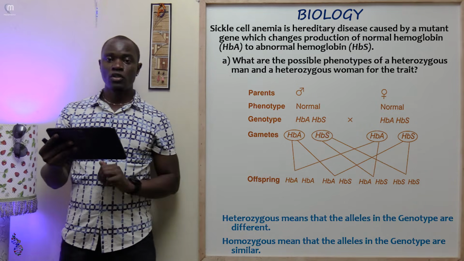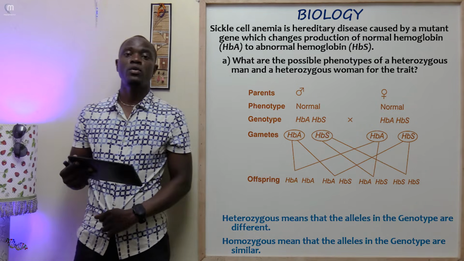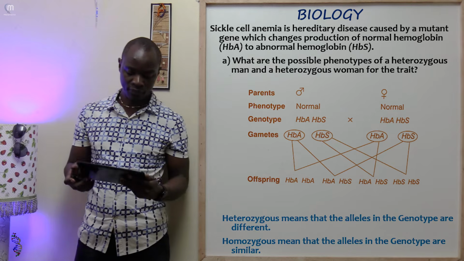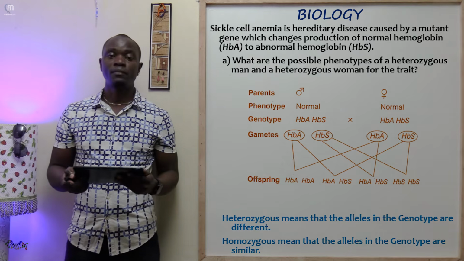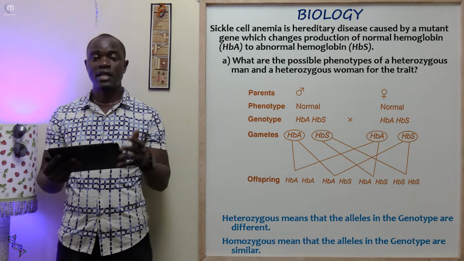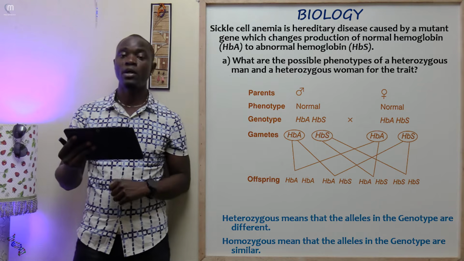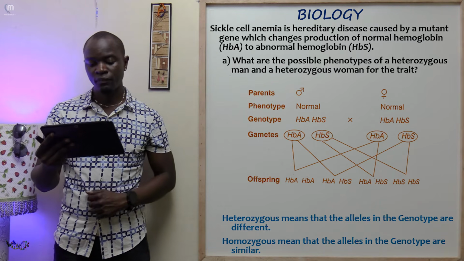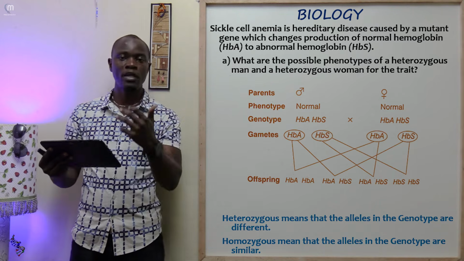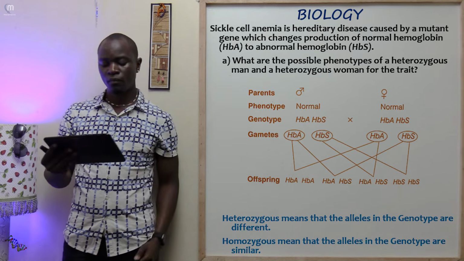So we go to the next question. As you can see, it is asking about sickle cell anemia. So the question is saying, sickle cell anemia is a hereditary disease caused by a mutant gene which changes production of normal hemoglobin HbA to abnormal hemoglobin HbS.